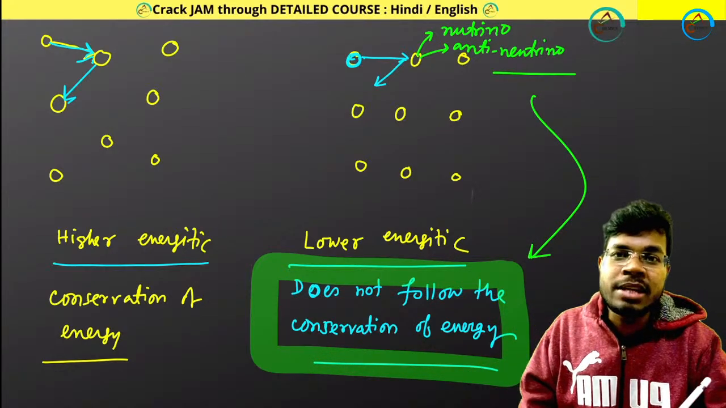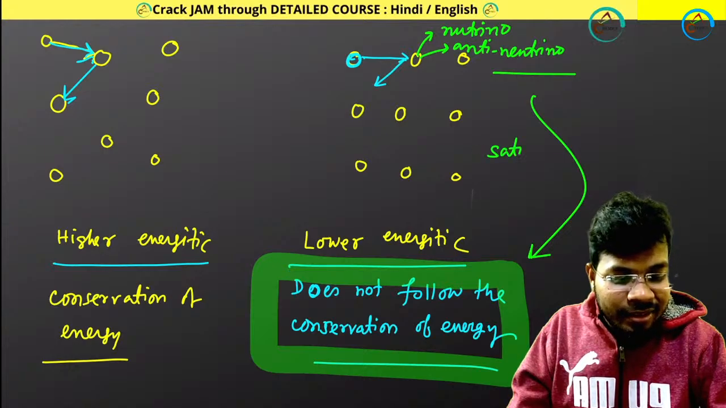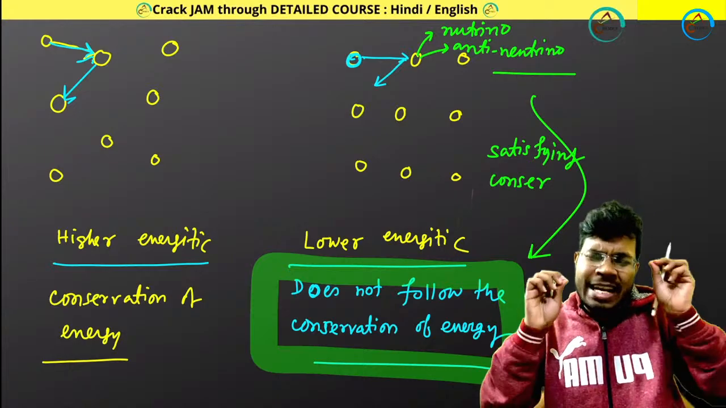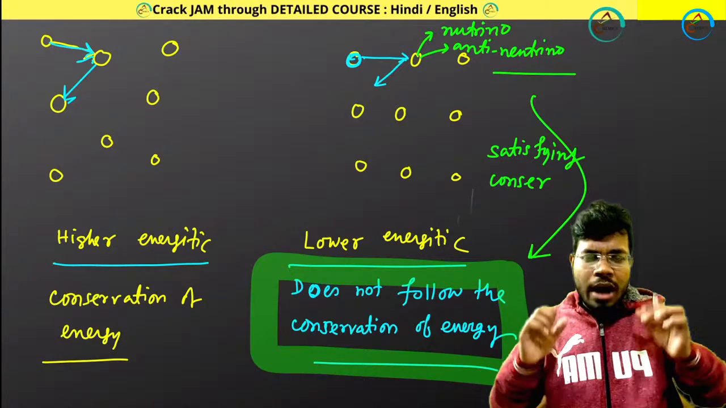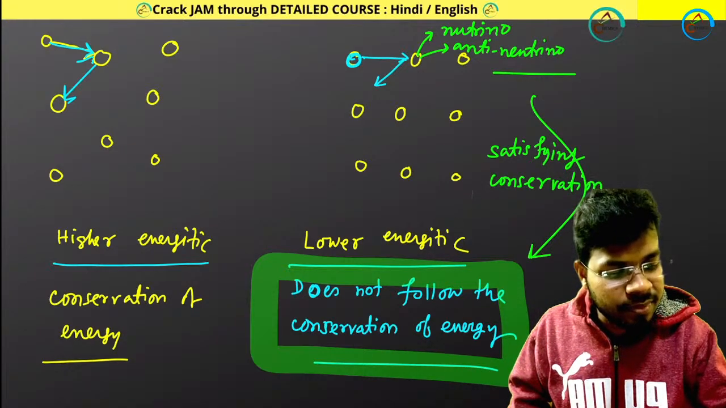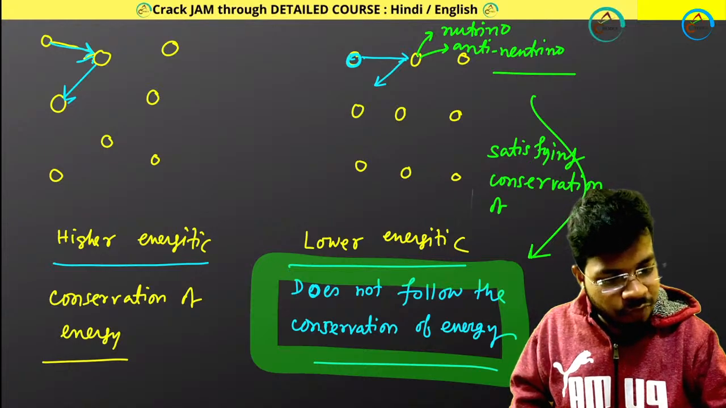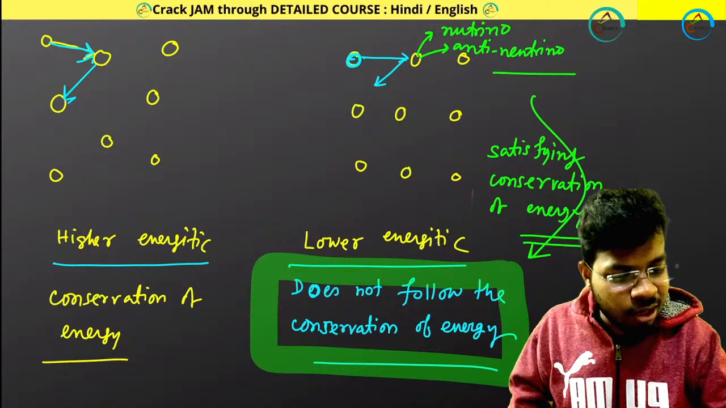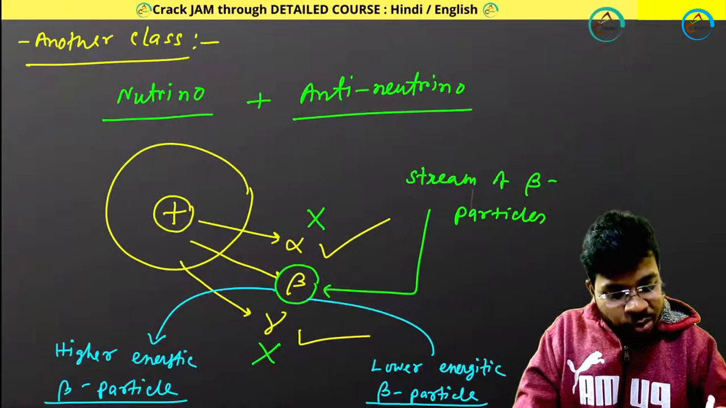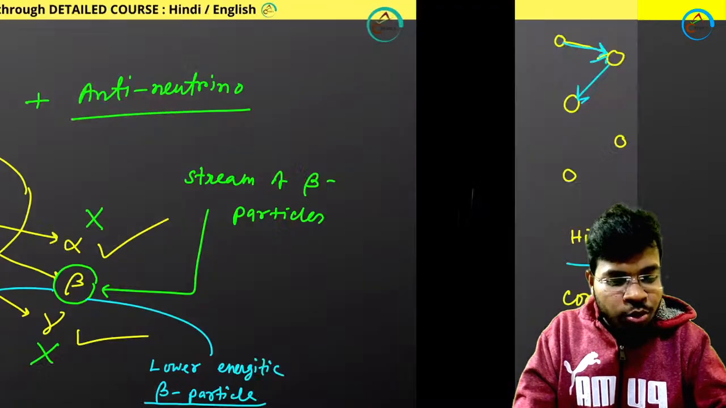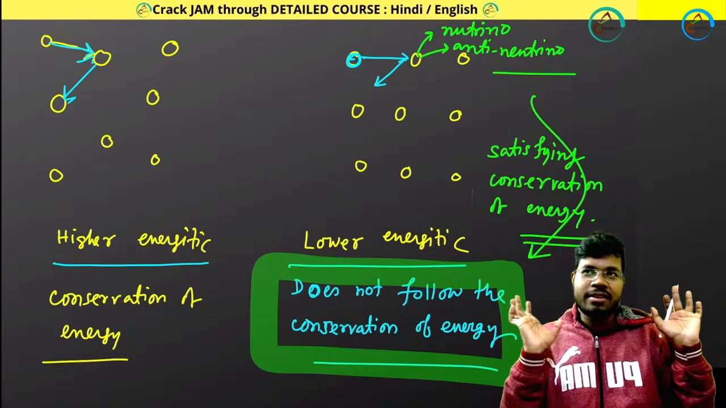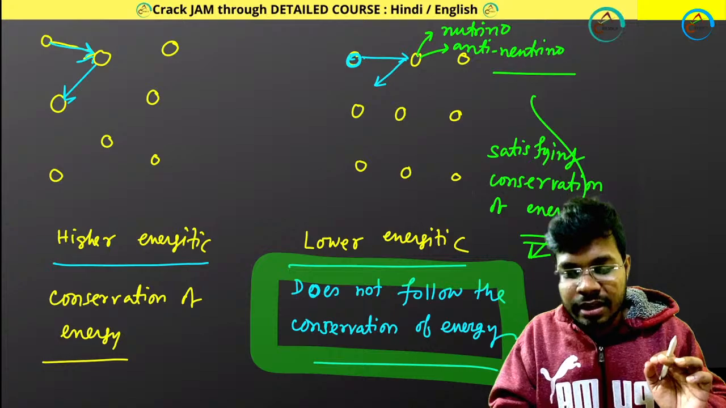Now your lowest energy beta particle is also satisfying conservation of energy. So conservation of energy will be satisfied by all of the systems. Even you, me, everybody is satisfying the conservation of energy. Okay. That is the logic. Got it? So that means these neutrino and antineutrino are generated through the lowest energy beta particle through this collision. Okay, that's the logic. I hope you understood this. Now let's move forward.